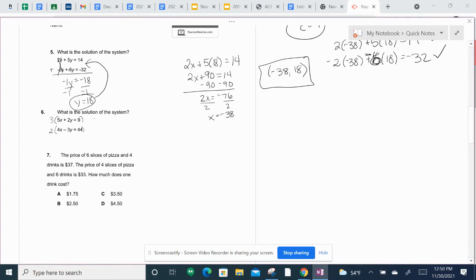So if you'll see, when I do this, 3 times 5x becomes 15x. 3 times 2y becomes 6y, and 3 times 9 becomes 27. Down below, 2 times 4x becomes 8x. 2 times negative 3y becomes negative 6y, and 2 times 44 becomes 88. So now you can see the positive 6y and negative 6y are eliminated, so I can now add. So 15x plus 8x becomes 23x, and 27 and 88 becomes 115. Then dividing each side by 23, I get x is equal to 5.